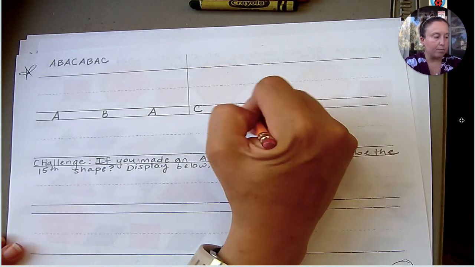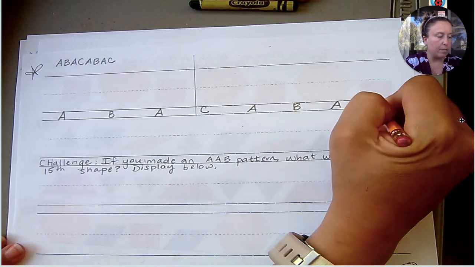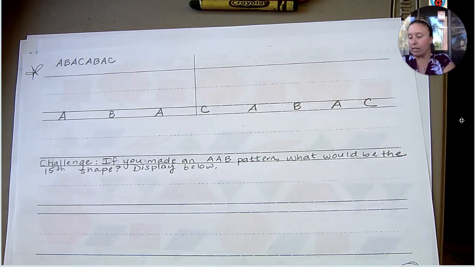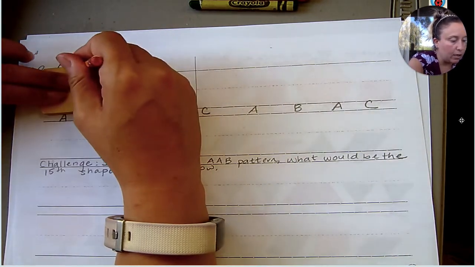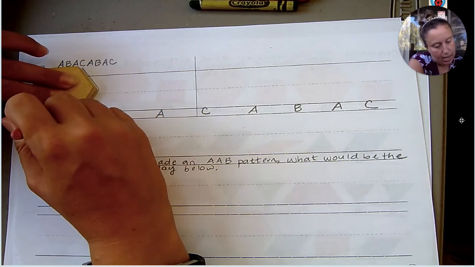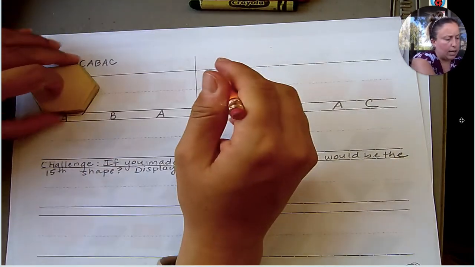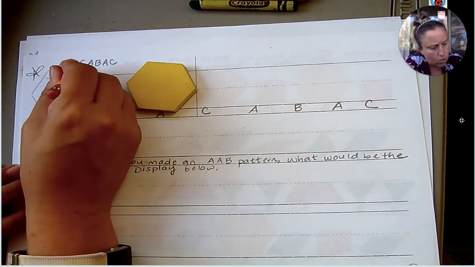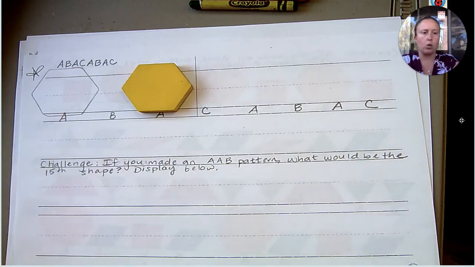A, B, A, C. So there's my pattern. Now I need to decide what shapes I'm going to use. I'm going to take this shape. I decided that A is the, do you remember what this yellow shape is called? He is a hexagon. So I'm going to fill in the rest of my A's with this hexagon. You should fill in your A's now by pausing.